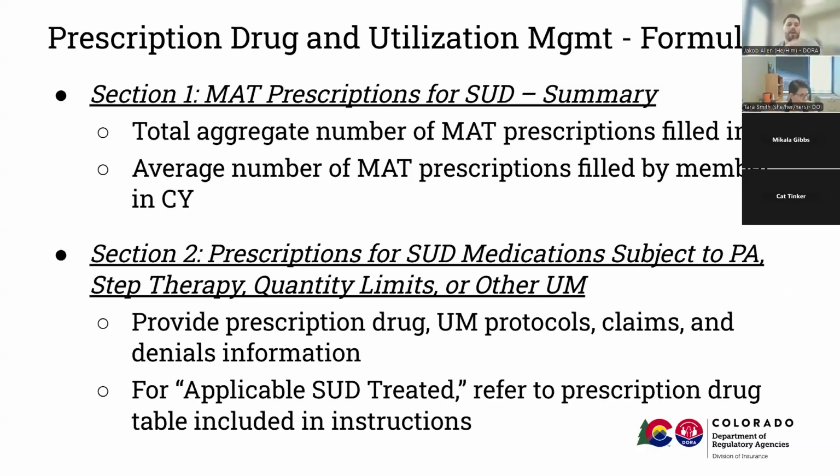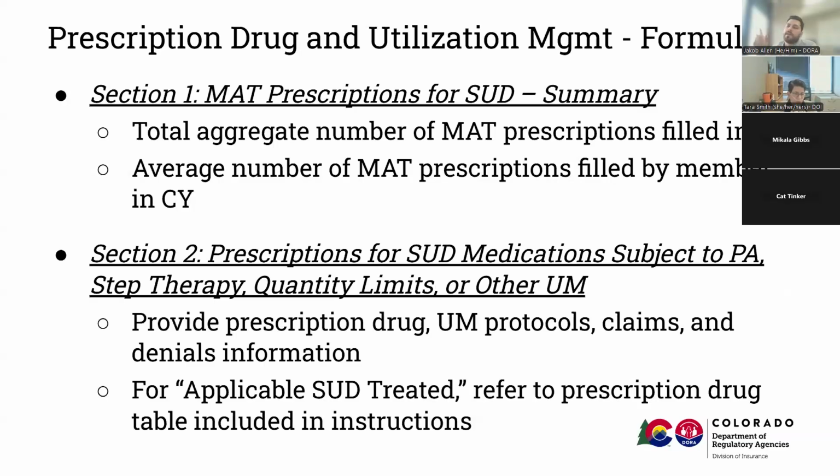Just to be overtly clear, when we say MAT prescriptions, I don't know if we said this at the top, we're talking about prescription drug benefits used in the treatment of substance use disorders. That's defined in the instructions as well as in 4275, but I just wanted to be clear here. In section 2, based off of feedback, we've adjusted this format a little bit. Now the division is requesting carriers to report on the prescription drugs being utilized that had protocols attributed to them. Just to restate, carriers are expected to provide the prescription drug, the protocols, claims, and denial information for any and all substance use disorder medications that were subject to a utilization management protocol.